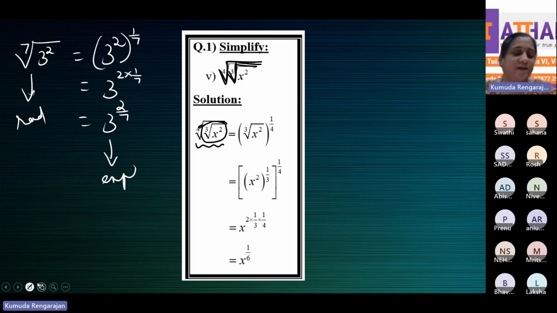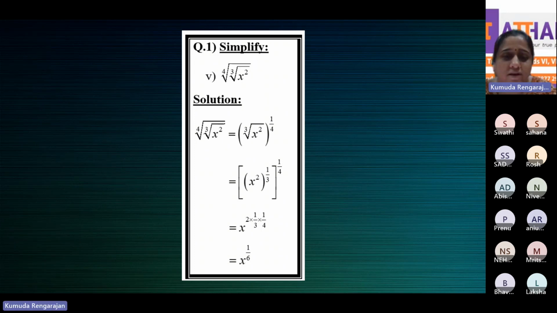The rest of it I've written as it is. The fourth root becomes to the power 1 by 4. Now remove this one. Cube root of x square. Now remove this cube root. Write this x square as it is. This cube root becomes to the power 1 by 3. And the whole power 1 by 4, which is already there.